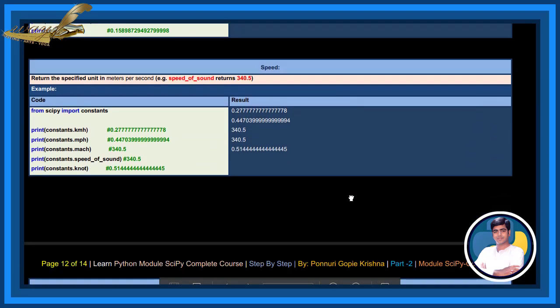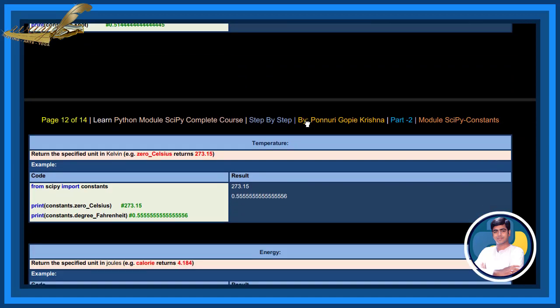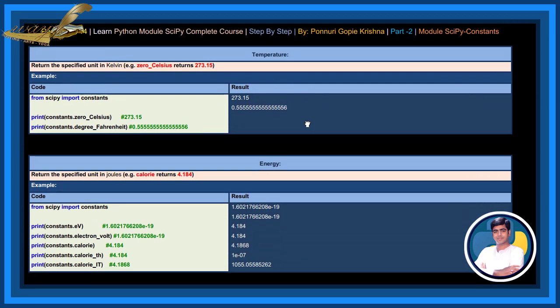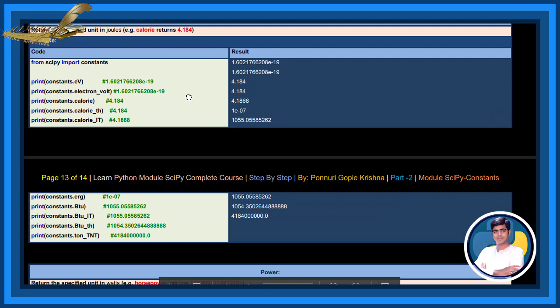Speed returns the specified unit in meters per second. Speed_of_sound returns 340.5. See, by executing all these values, the result returns this. Temperature returns the specific value in Kelvin. zero_Celsius returns 273.15. See, by executing this code, the result returns this. Energy returns the specified unit in joules. Calorie returns 4.184. See, by executing these values, the result returns this.